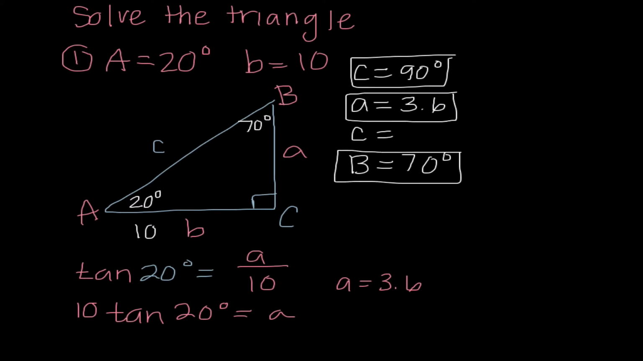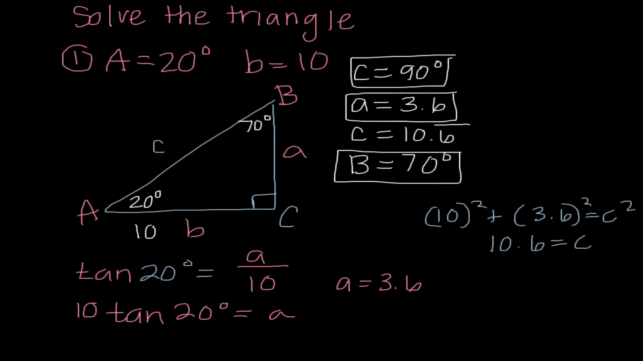Now, the final thing we have to find is side C, and there's actually two different ways that we can do it. The first method is we could use Pythagorean theorem and do 10 squared plus 3.6 squared equals C squared. When we do this, I end up getting 10.6 is our C value. So I'm going to go ahead and write 10.6 up here.